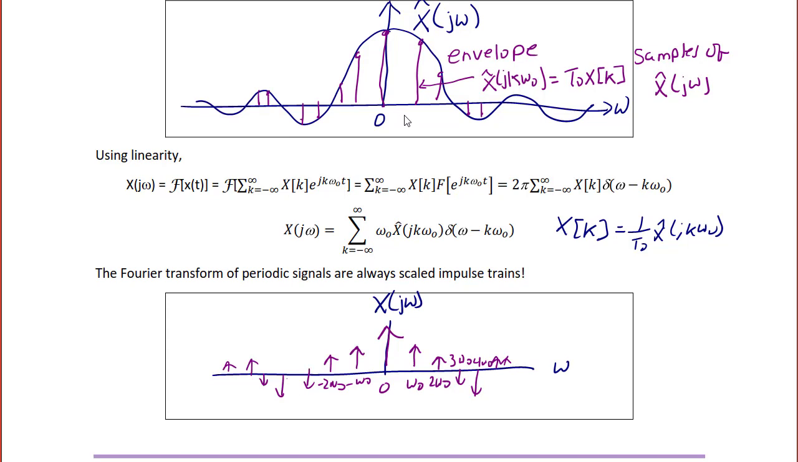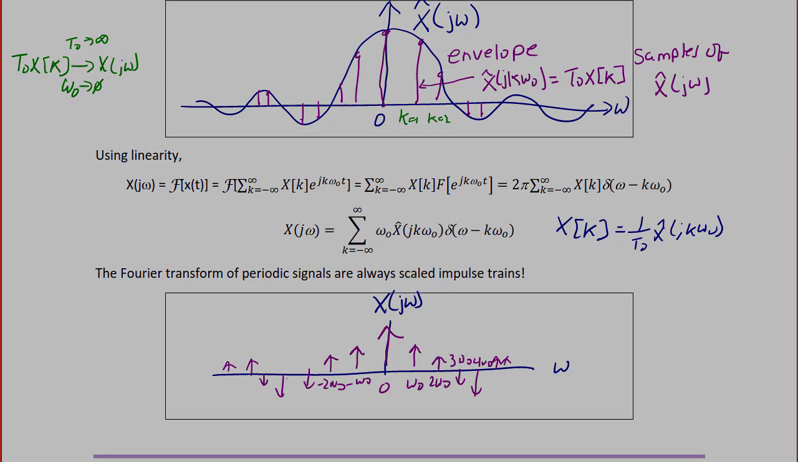So one final thing to note. Note here that this would be k equal to 1, k equal to 2, and so on. So we can also say that T0 X[k] approaches X(jω) as T0 goes to infinity or ω0 goes to 0.